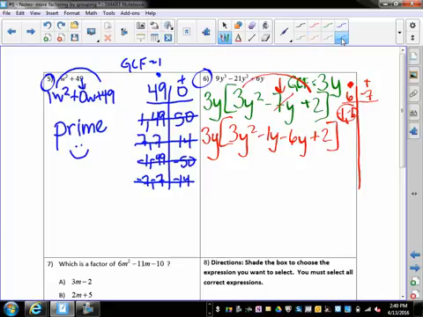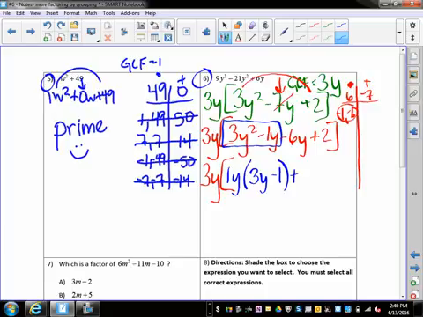Okay, now it's time to box it up. Good choice. The conductor is still coming along for the ride. What can I factor out? 1. Anything else? y. Good. Left behind is 3y and 3y minus 1. At the end of the box, under my parentheses, always put a plus sign. You better always put that plus sign. I might sneak up behind you and smack your desk.